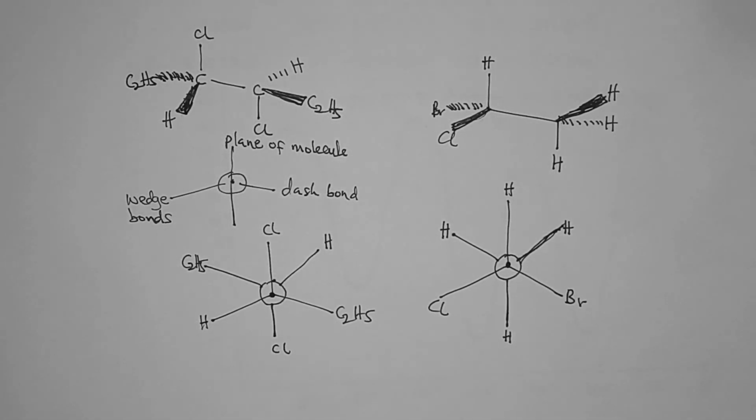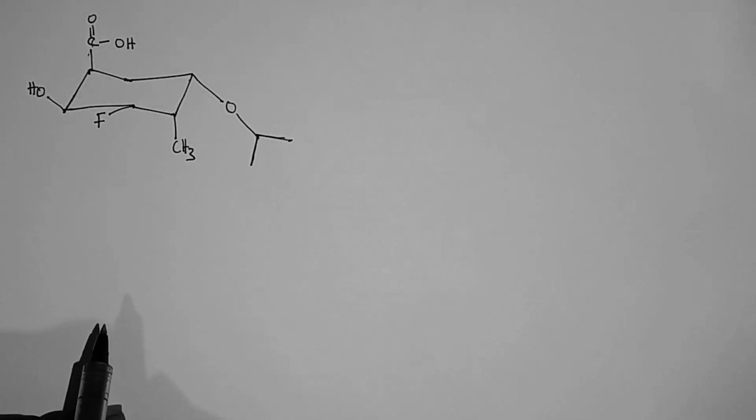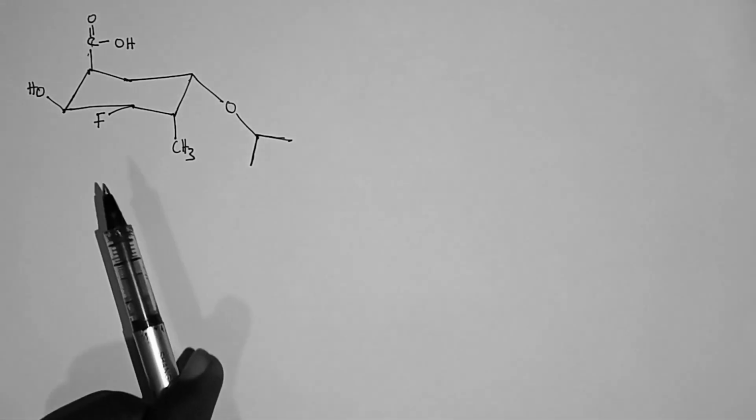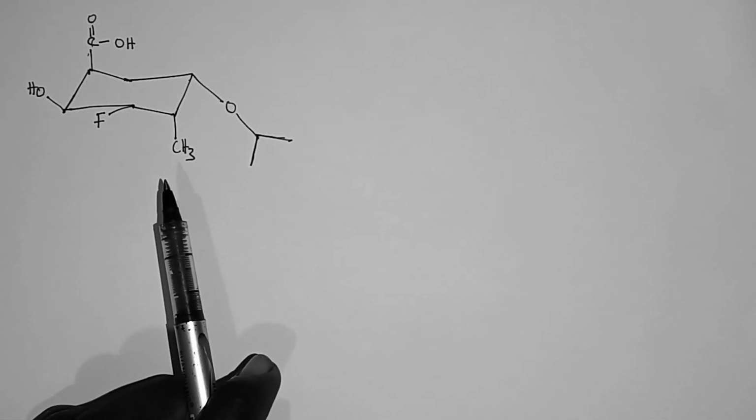So this is the Newman projection of that molecule that we see in perspective. How to convert from the chair conformer to Newman projection. So let's assume that we have this chair conformer. How do you convert this chair conformer into Newman projections?